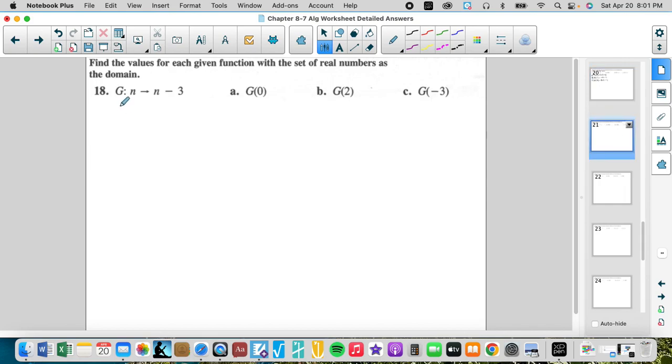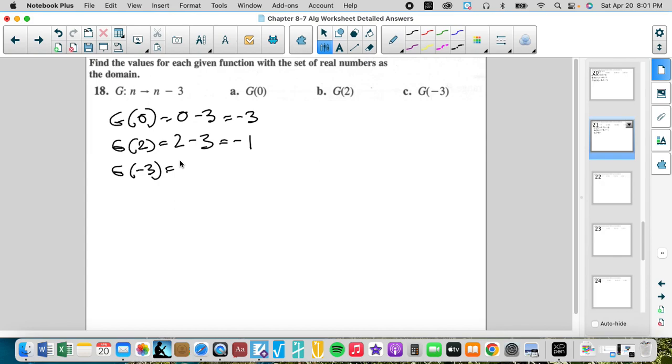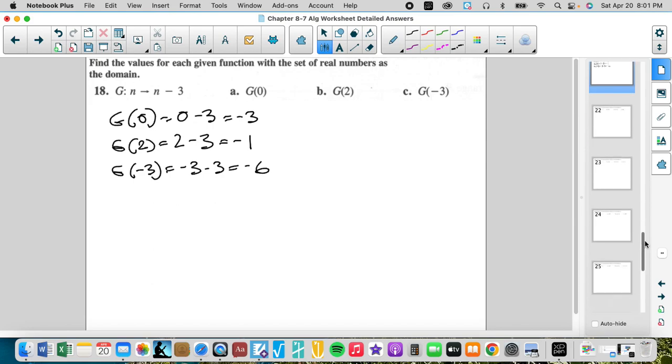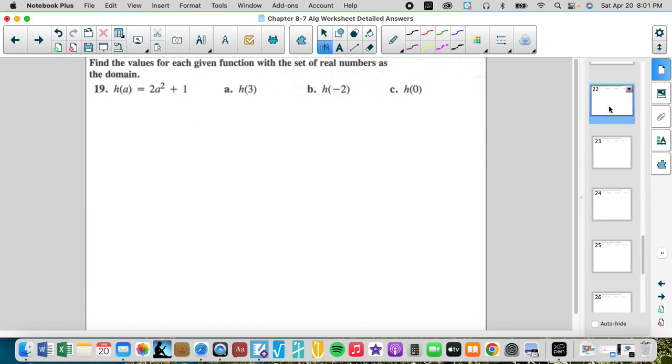Number 18. So G of 0 equals 0 minus 3, which is negative 3. G of 2 equals 2 minus 3, which equals negative 1. G of negative 3 equals negative 3 minus 3, which is negative 6. Hopefully they start doing some operations. That would be cool. So you'll see operations here. So H of 3, oh, I forgot to do A, B, and C. Sorry.